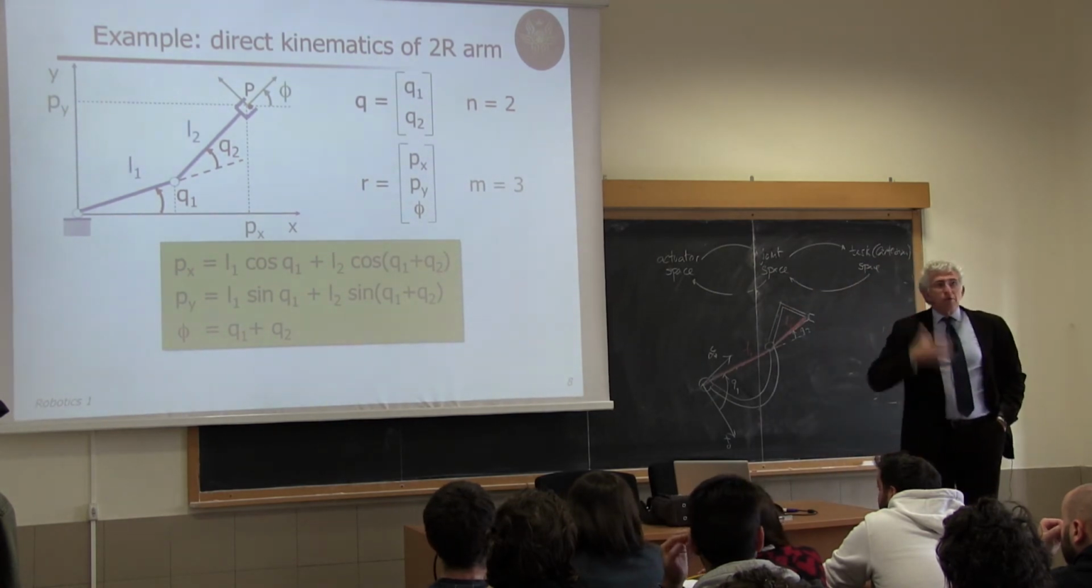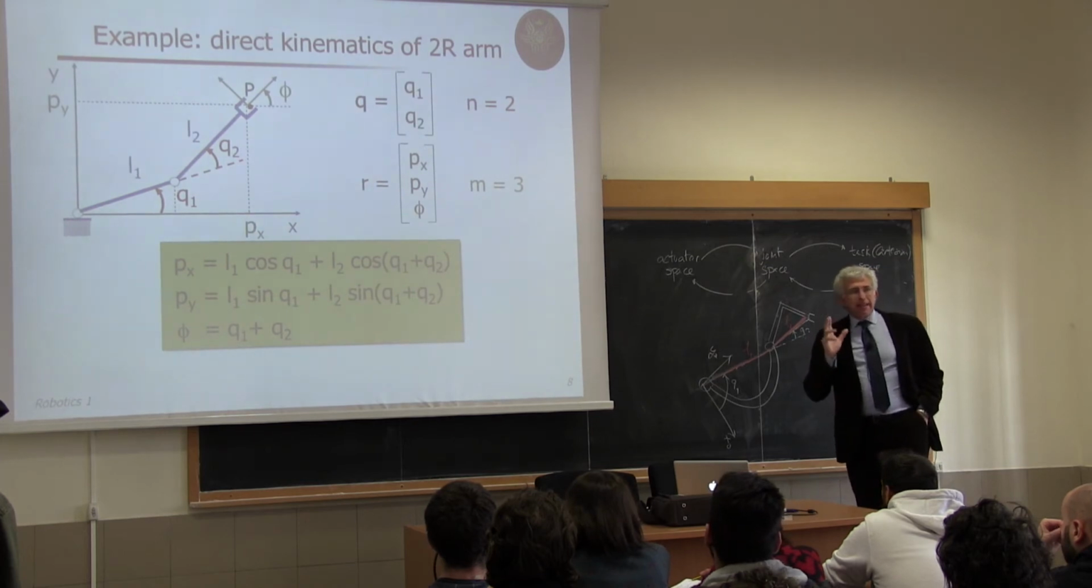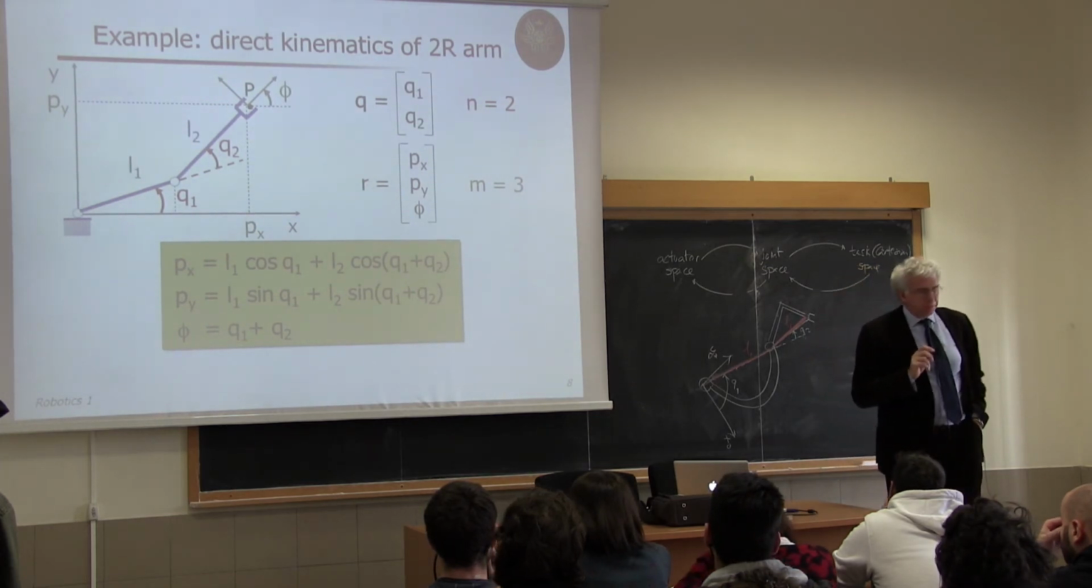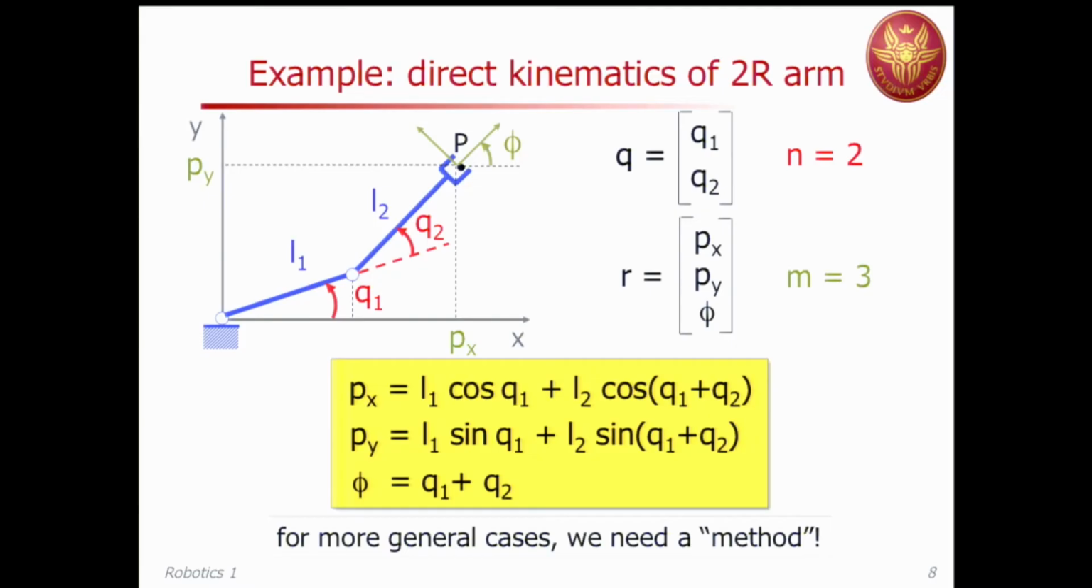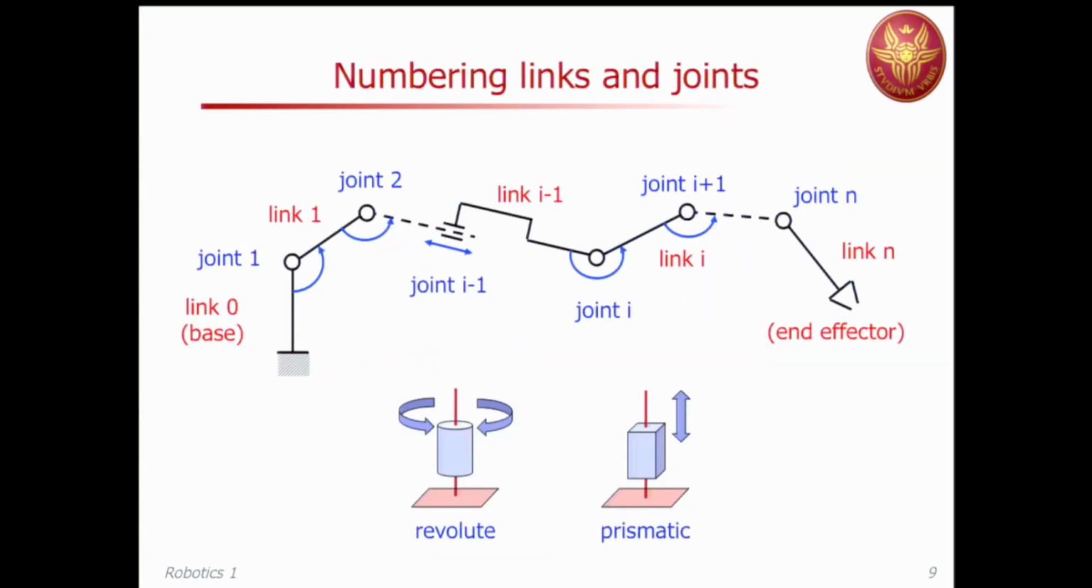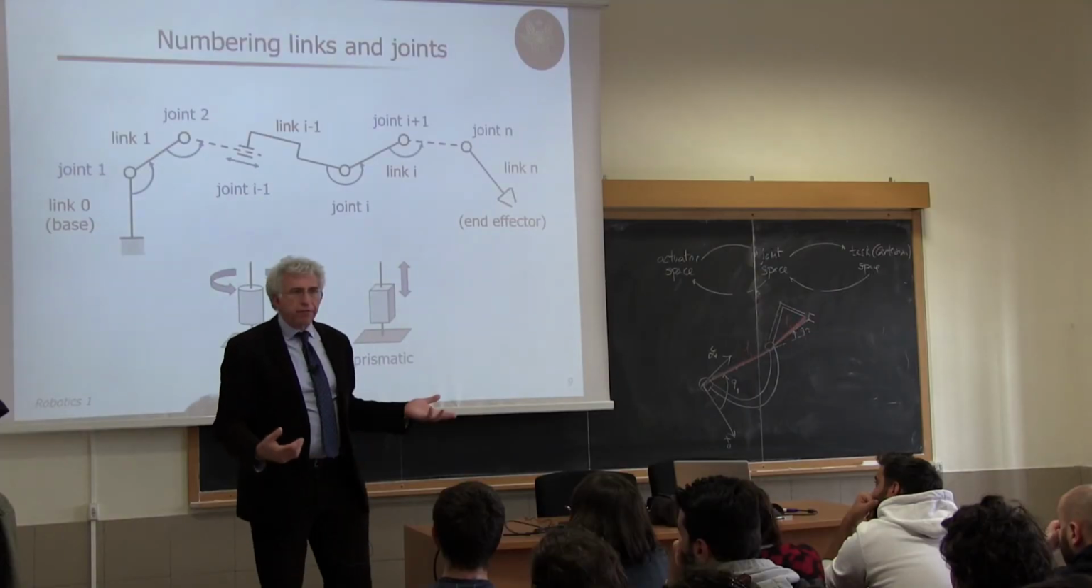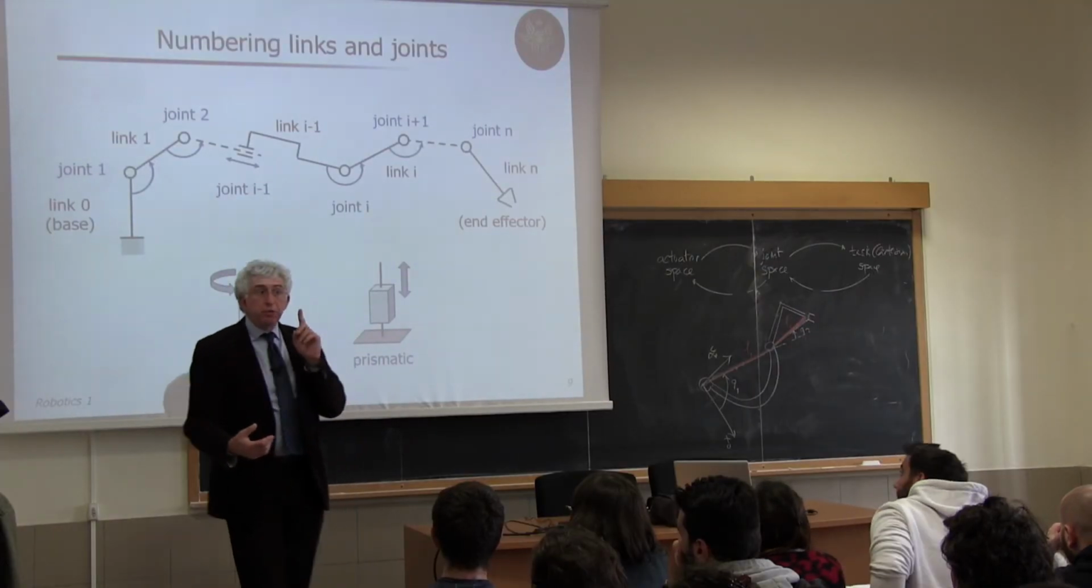But as soon as we move out of a plane, then we may run into trouble. So we need a systematic method for more general cases. And here we are. We now take the assumption of an open kinematic chain, and we start numbering bodies or links and joints from the base to the top, so to the end effector. And we can do this in a unique way.